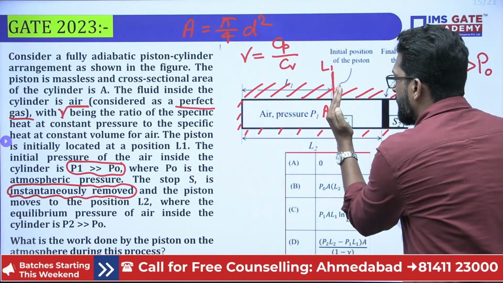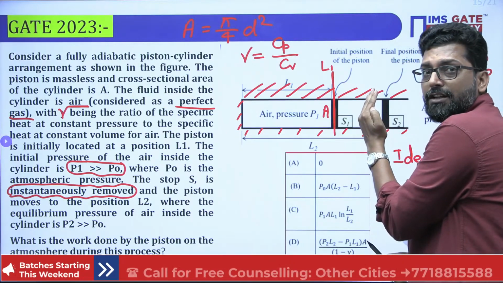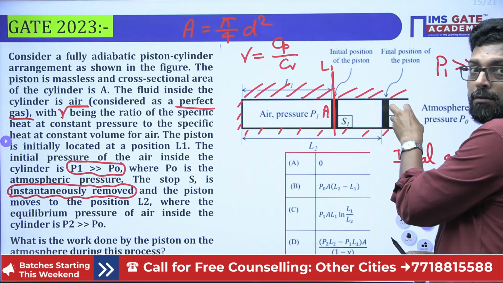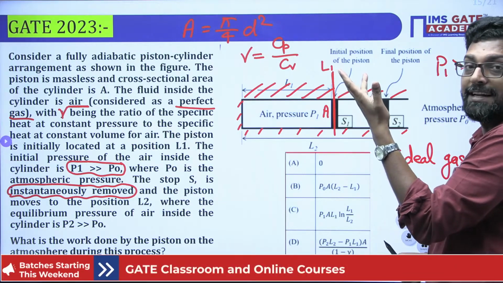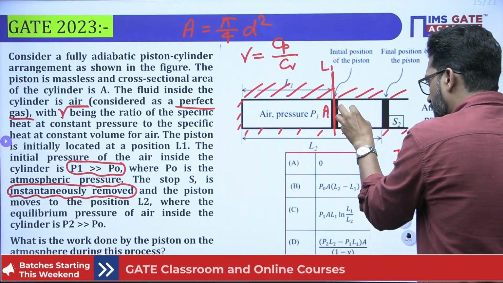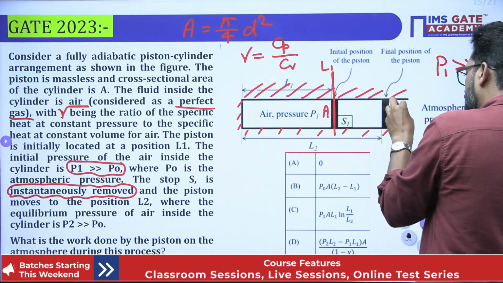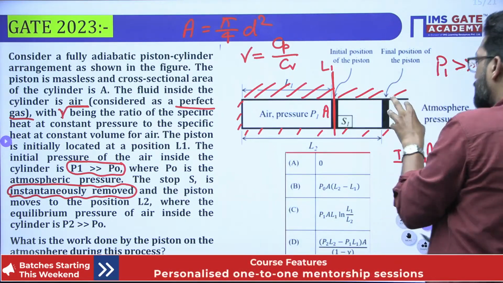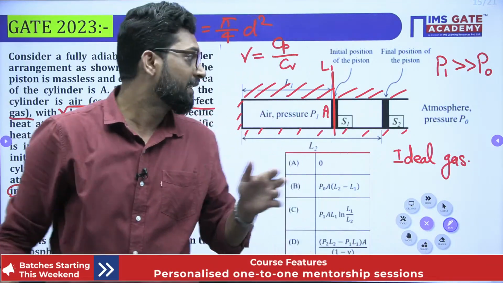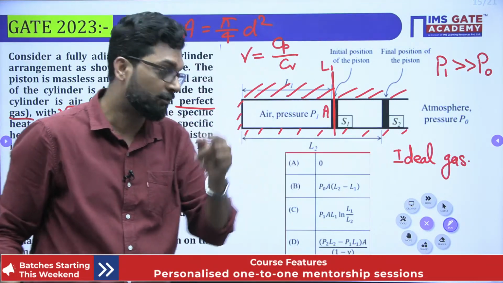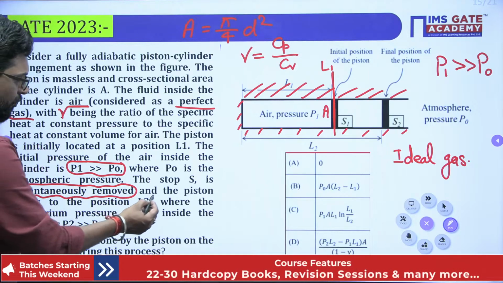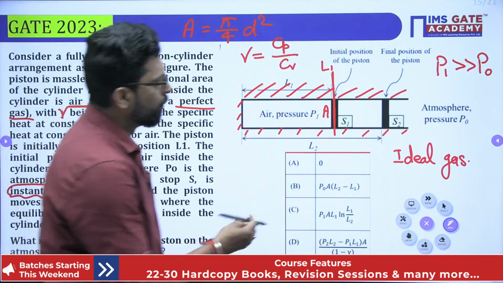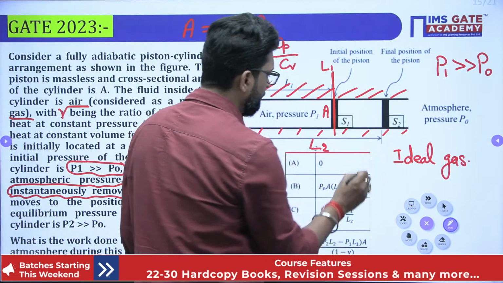In that case the piston attains equilibrium at some certain distance. It will be removed instantaneously, and again after some very rapid time we install that stopper, and the displacement during that time gives L2. So think like that: instantaneously removed, and the piston moved to the position L2.